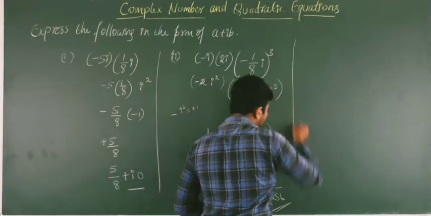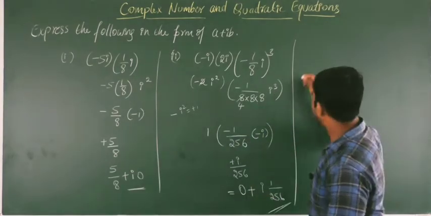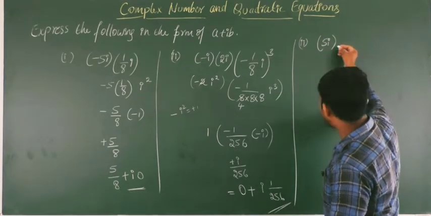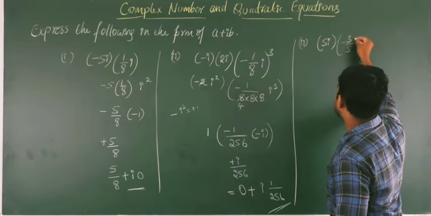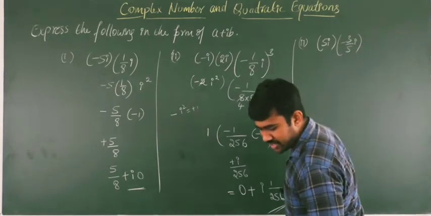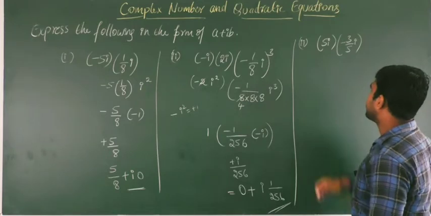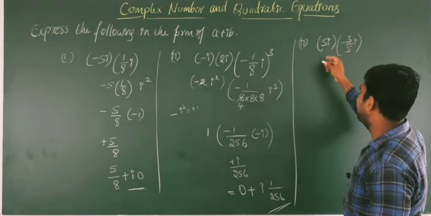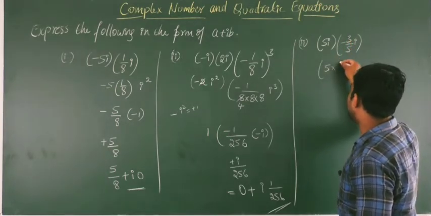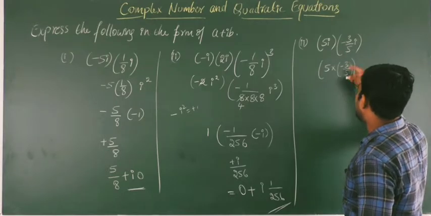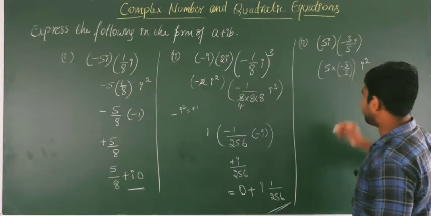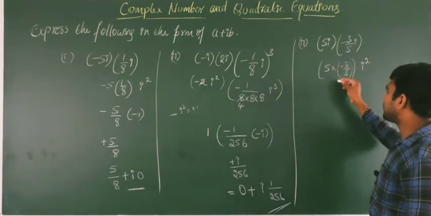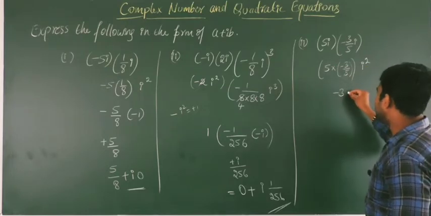See, the third question is 5i into minus 3 by 5 into i. Again, first multiply the numbers: we'll get 5 into minus 3 by 5, and i into i, that is i square. Now you can observe here, we can cancel this 5 and this 5, then it remains minus 3 only. Minus 3 into i square.